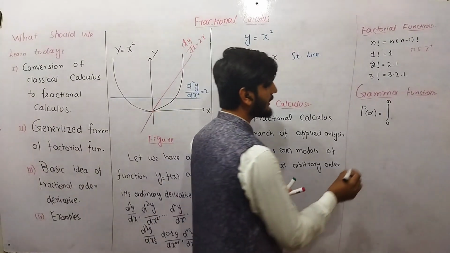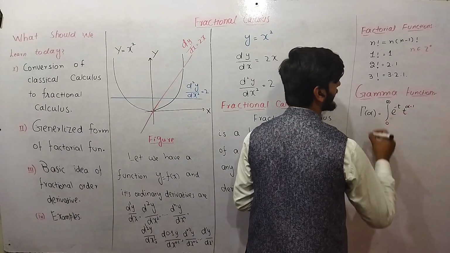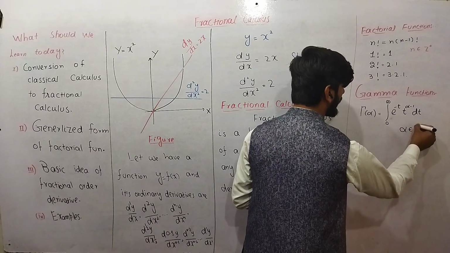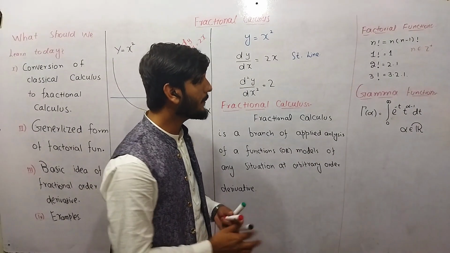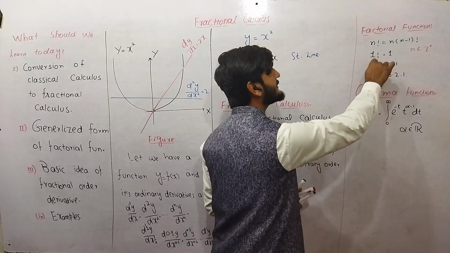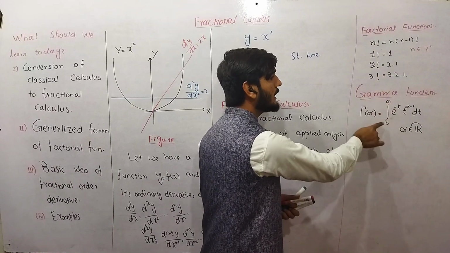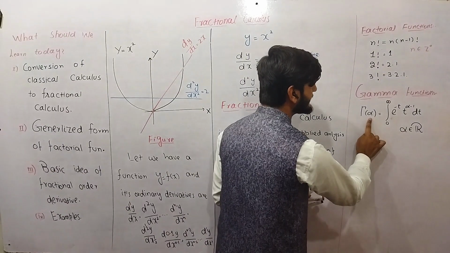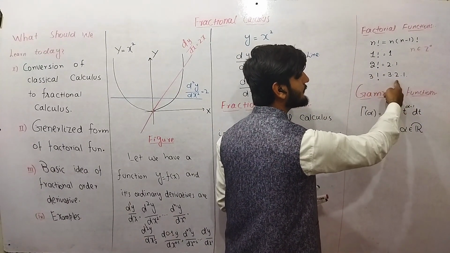The integral from 0 to infinity of e raised to power minus t, t raised to power alpha minus 1 dt, where alpha belongs to the real numbers. Okay, that's the gamma function, which also describes the factorial. If we replace alpha by 2, the result of this integral equals 1, and if we replace alpha by 3, the result of this integral will be converted to 2.